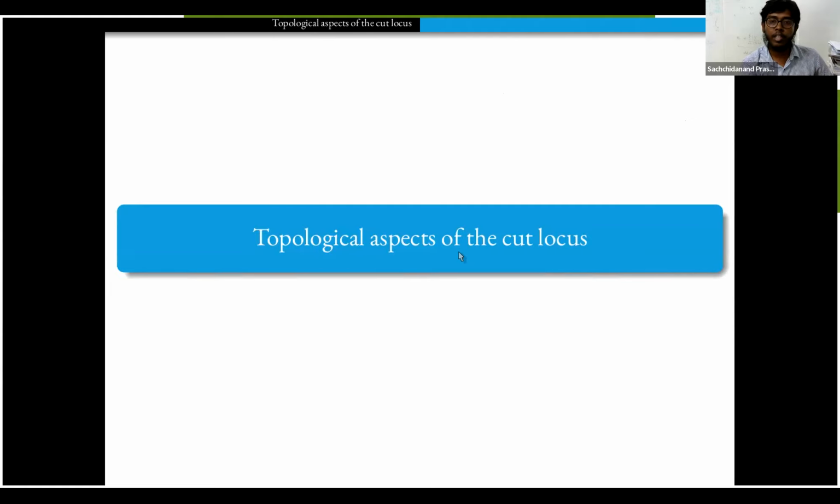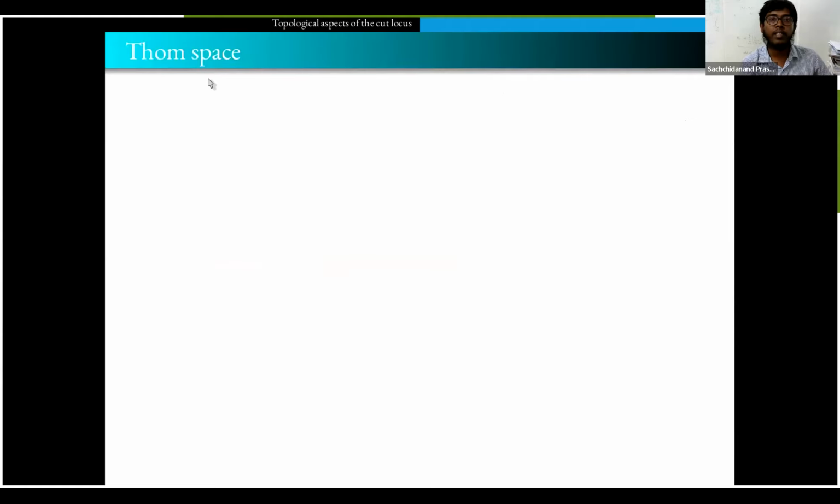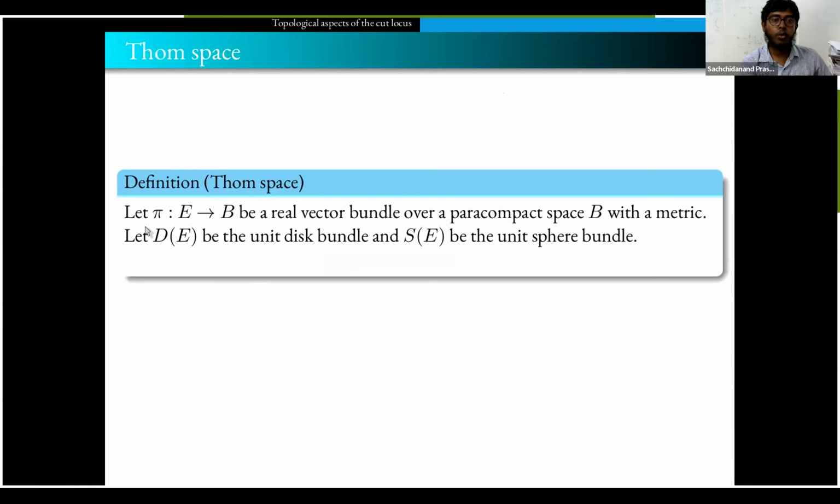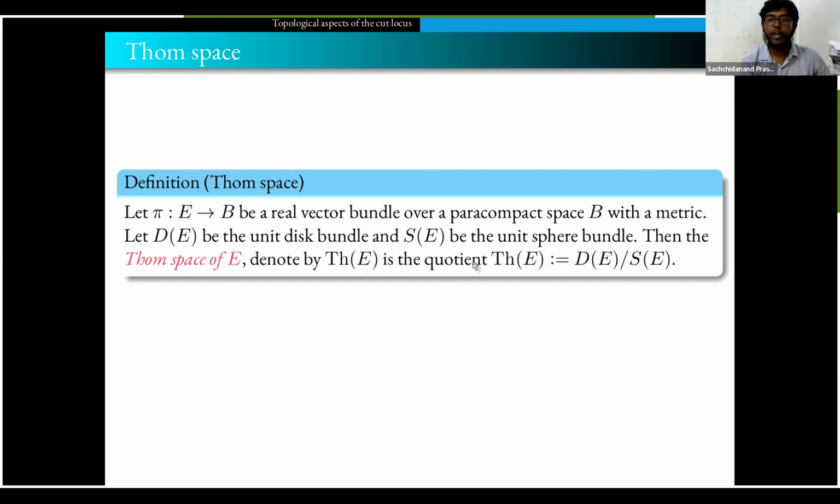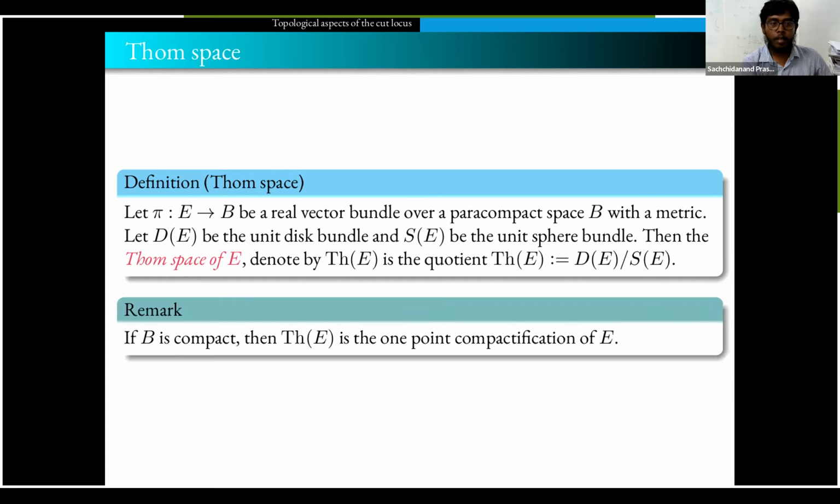So now coming to the topological aspects of the cut locus, I'll first define the Thom space. Recall that if pi is a real vector bundle over a paracompact space B, and D is the unit disk bundle and S the unit sphere bundle, then the Thom space is defined as the quotient D mod S. And just as a remark, if B is compact, then the Thom space is the one-point compactification of E. So now what is the relation between the Thom space and the cut locus?